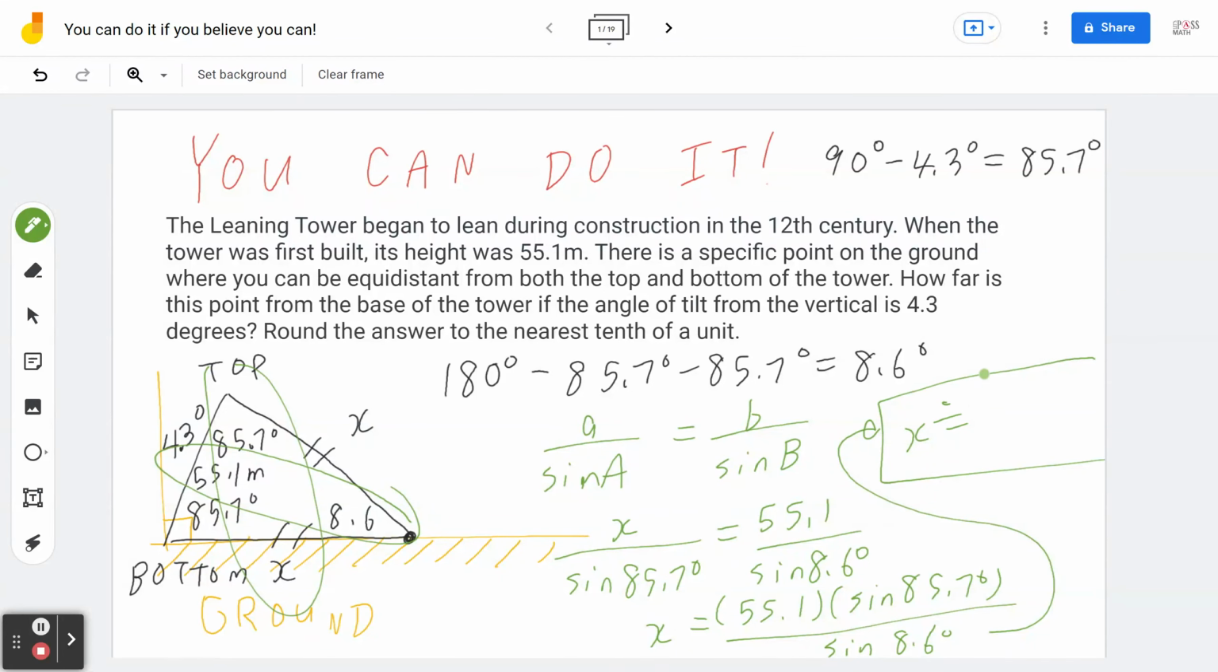I'm going to grab my calculator. Let's try this together. Turn it on, press clear. Make sure you're in degree mode, everybody. I'm going to press 55.1 times sine of 85.7. Divide this by sine of 8.6. And this is going to be approximately 367.4 meters. And again, it does say round to the nearest tenth of a unit. So one decimal place, just like that.